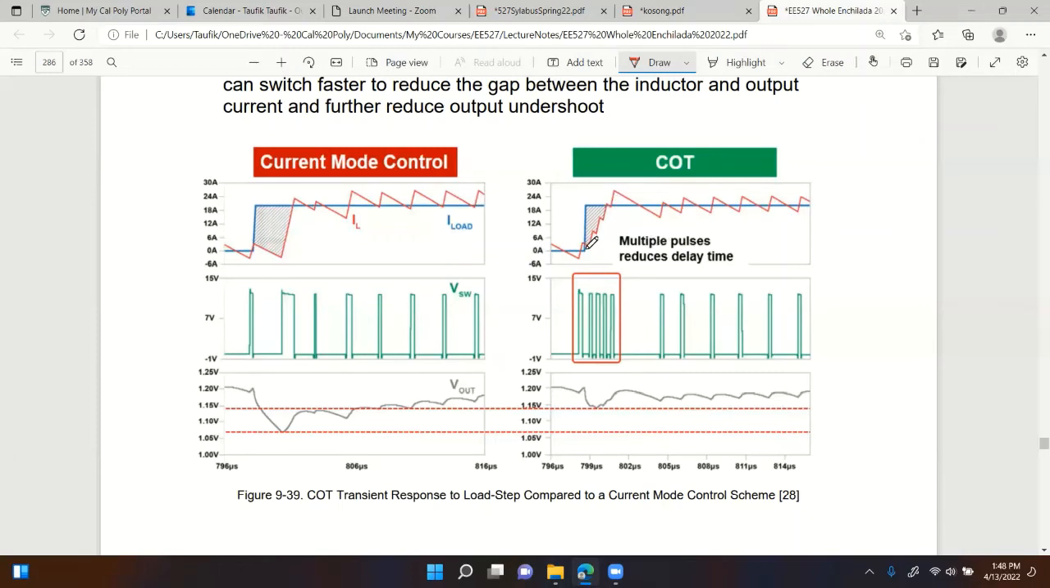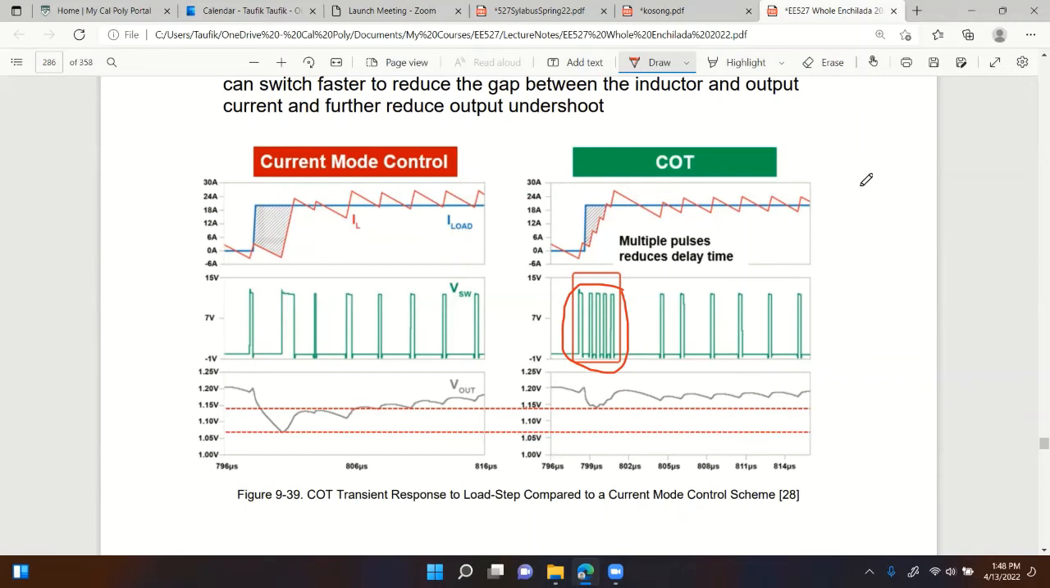And notice that the pulse is more frequent when there is a big change in the current. See that? Once it goes to steady state, then you can see the frequency is kind of constant right there, right? Almost constant frequency, pretty much constant. Over here, the frequency is high, right? Any questions on this? So that's how COT addresses the issue with slow transient time.